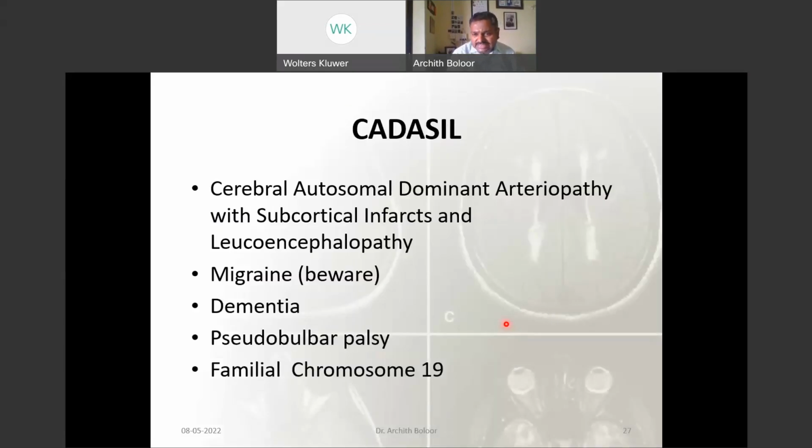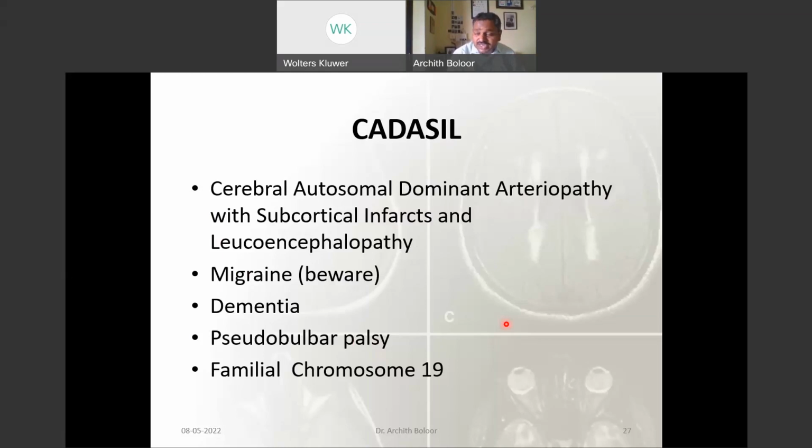A few words about certain inherited stroke syndromes. The one which we have is CADASIL. It is the common one because it is autosomal dominant, associated with subcortical infarcts and leukoencephalopathy. These are the patients who present with migraine. So somebody who's been having episodic migraine, especially males, and has some amount of dementia, and you find a lot of pseudobulbar signs when you examine. You might find the jaw jerk being brisk, or maybe a palmomental reflex, or you may get an extensor plantar.